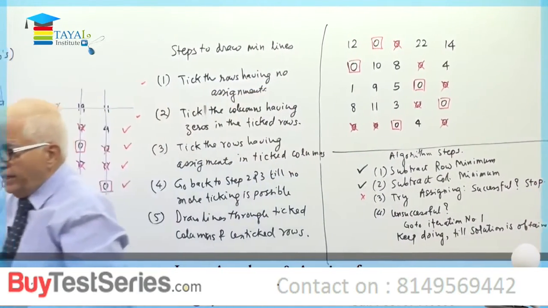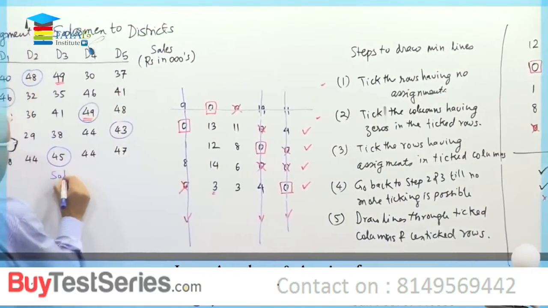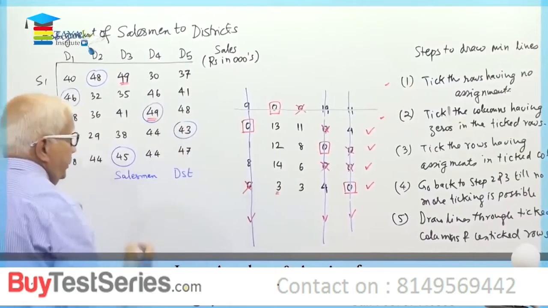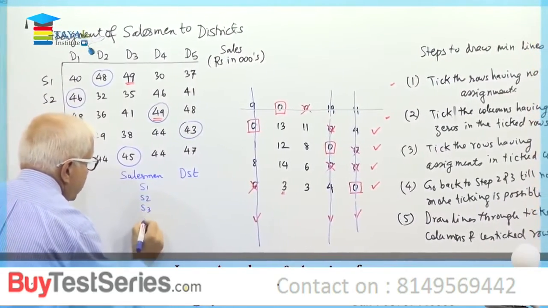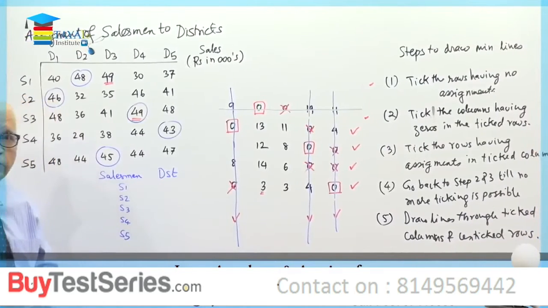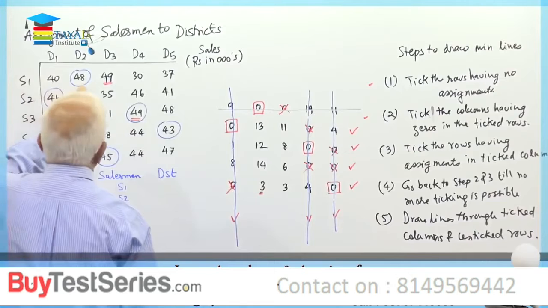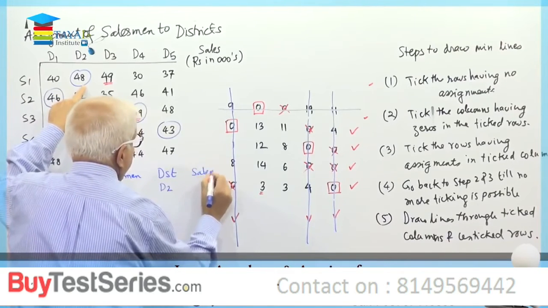Fine. So now let's write down the solution in a structured manner. Salesman, district. Let's write down the names of all the salesmen: S1, S2, S3, S4, S5. These are the various salesmen. What are the districts which we have allocated to them? Salesman S1 is allocated to district D2. What are the cells?